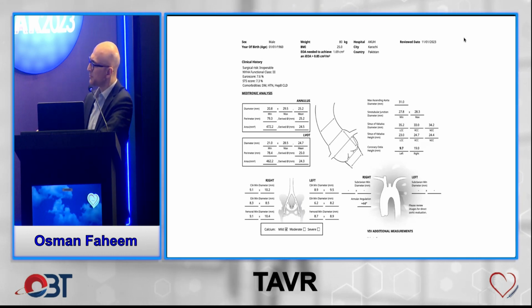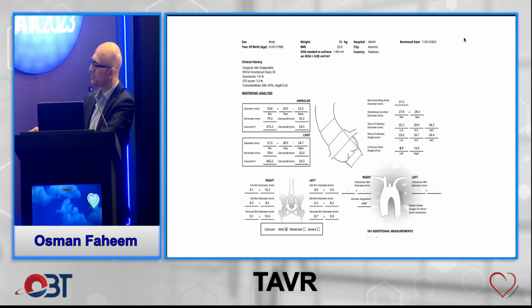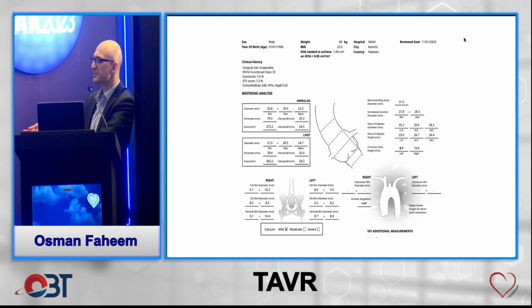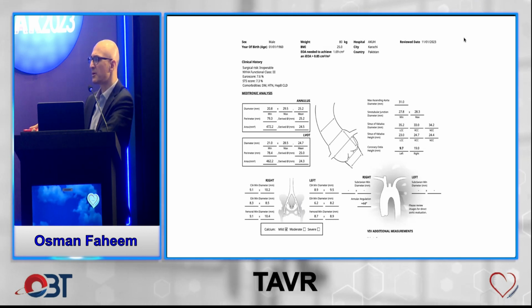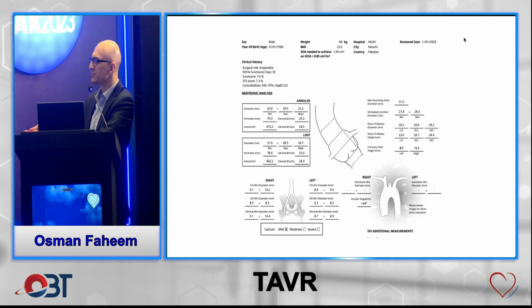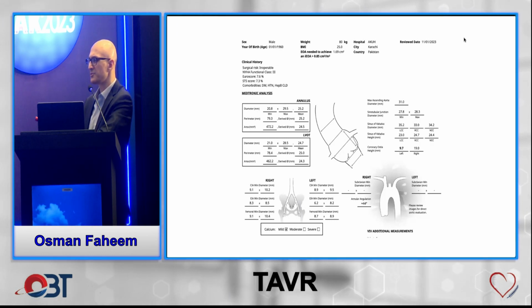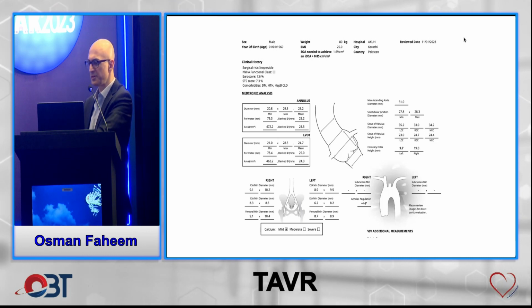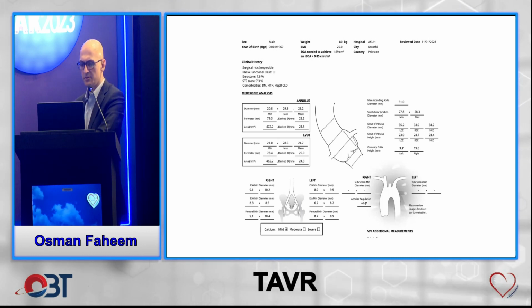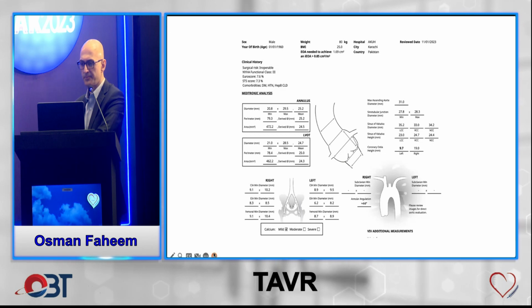So the other thing we talked about was the perimeter and the area, and generally for self-expanding valves you want to oversize by about 20%, and for balloon expandable valves anywhere from 10% to 15%, but definitely not more than 15%, because as Asaad mentioned, you run the risk of annular disruption.